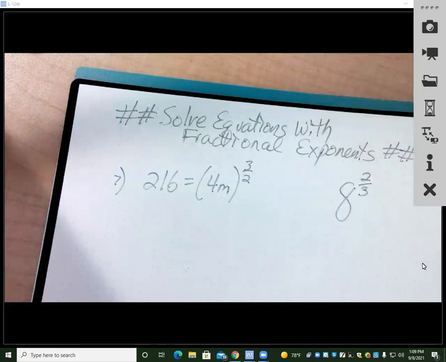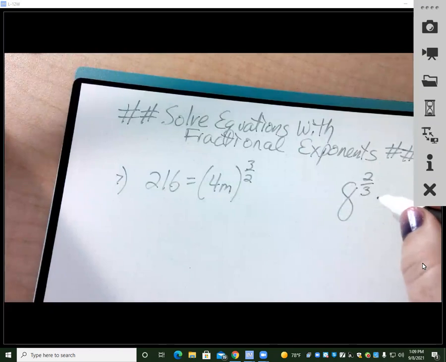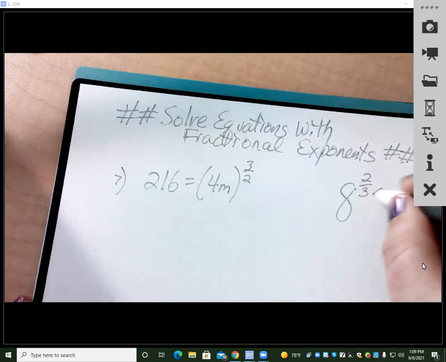Yes. So when you have a fractional exponent, whatever the denominator is, that's actually whatever root you're going to take. So if it's a 3, we're going to do a cube root. If it were a 2, we do a square root. If it were a 4, we do the 4th root. Okay, so the denominator tells you take this root.